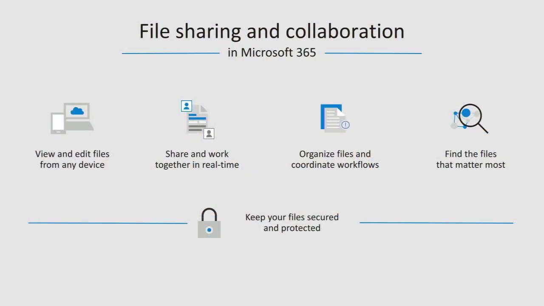Today, I'll show you how Microsoft 365 addresses the changing needs of content collaboration by letting you view and edit files from any device, share and work together in real time, organize files and coordinate workflows, and find the files that matter most, all while keeping your files secured and protected. I'm going to go into each of these areas one by one. There are a lot of demos, and I'm hoping that the majority of them will work so you can see them. It's going to be great. But first, I want to talk about how some of the Microsoft 365 apps and services work together in these scenarios.